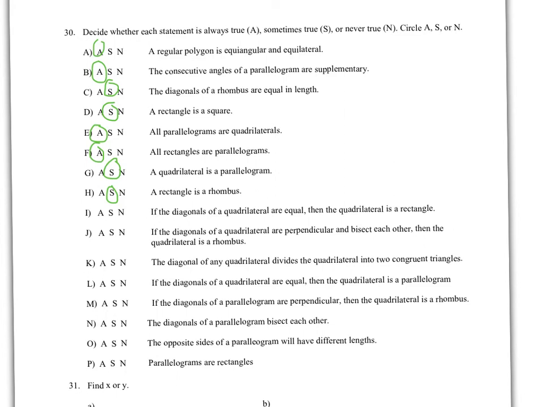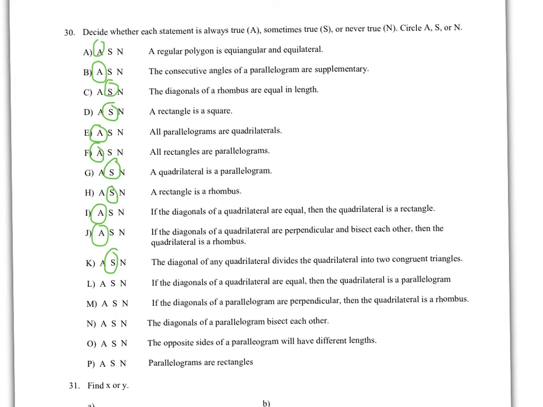Okay, if the diagonals of a quadrilateral are equal, then the quadrilateral is a rectangle. That's always true. That's how we prove rectangles. Diagonals are congruent. If the diagonals of a quadrilateral are perpendicular and bisect each other, then the quadrilateral is a rhombus. That again also is true. That's how we check a rhombus. The diagonals of a quadrilateral divide the quadrilateral into two congruent triangles. That is not always the case. That is sometimes the case, for instance, if we're dealing with rectangles or squares, or rhombus.